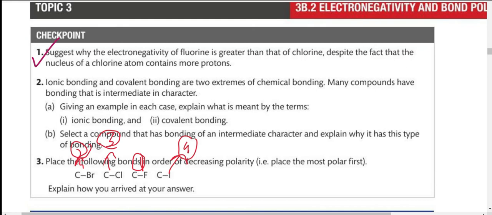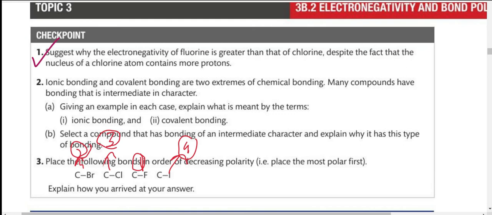So now comparing fluorine and chlorine, chlorine is larger in size, so the nucleus is not that effective as compared to fluorine. That's why fluorine has a greater attraction towards the shared pair of electrons as compared to chlorine. So that's why there's a high electronegativity value for fluorine as compared to chlorine. Are we clear with that?